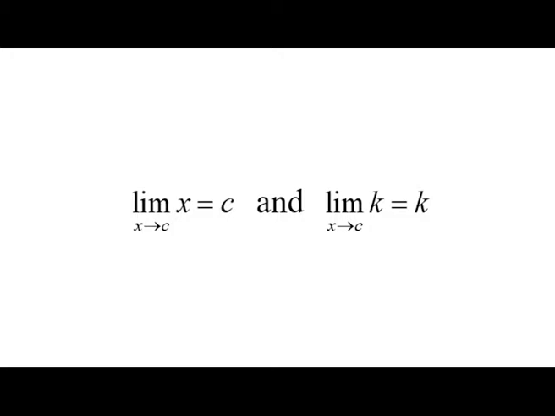In the previous sessions, we frequently used the basic limits: the limit of x as x approaches c is c, and the limit of k as x approaches c is k, where c and k are fixed real numbers. We now prove this using the epsilon-delta definition.